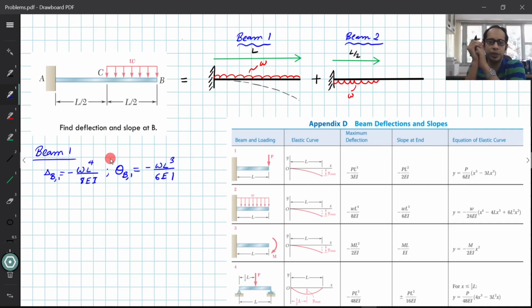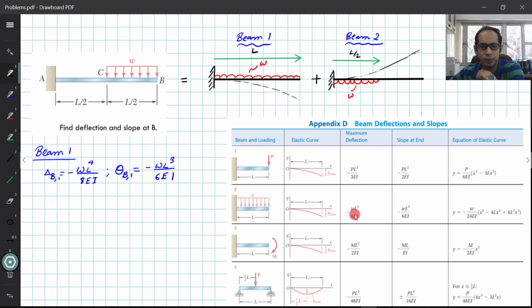For beam 2, the interesting thing is that since only a part of the cantilever is loaded, if you draw the deflection of this beam, it deflects with a slope over here, and after that, since there is no load, it is going to be a straight line. Let's draw the deflected shape of this beam. It deflects up to here with a quadratic curve, and after that it continues like this.